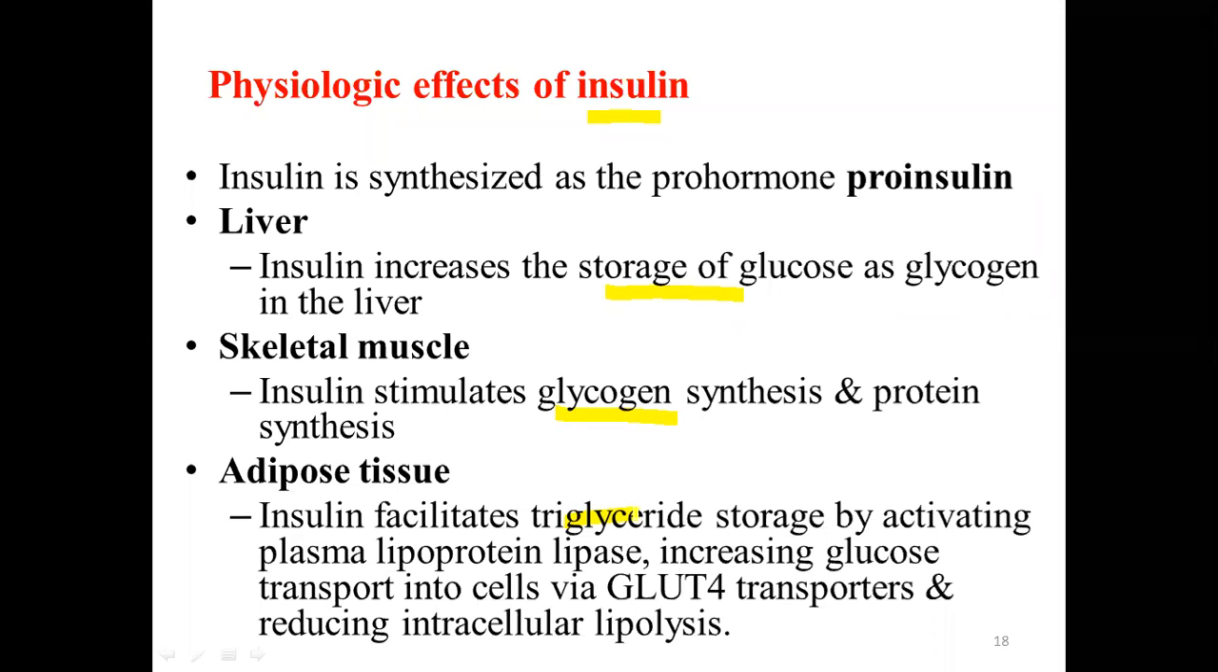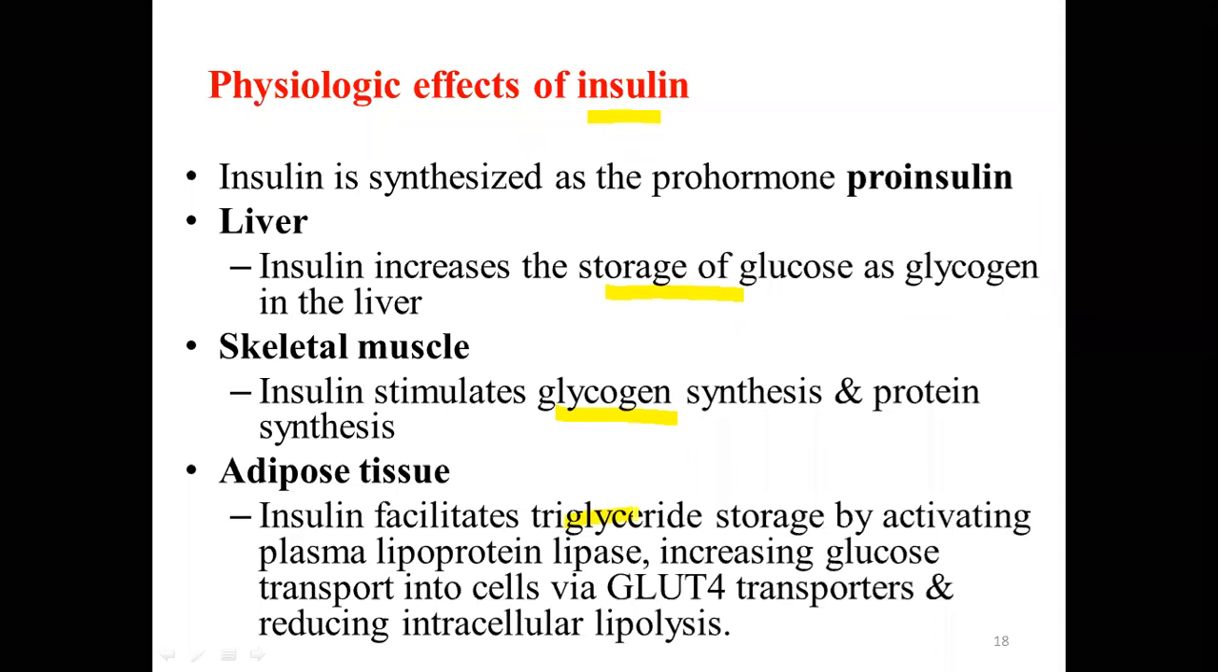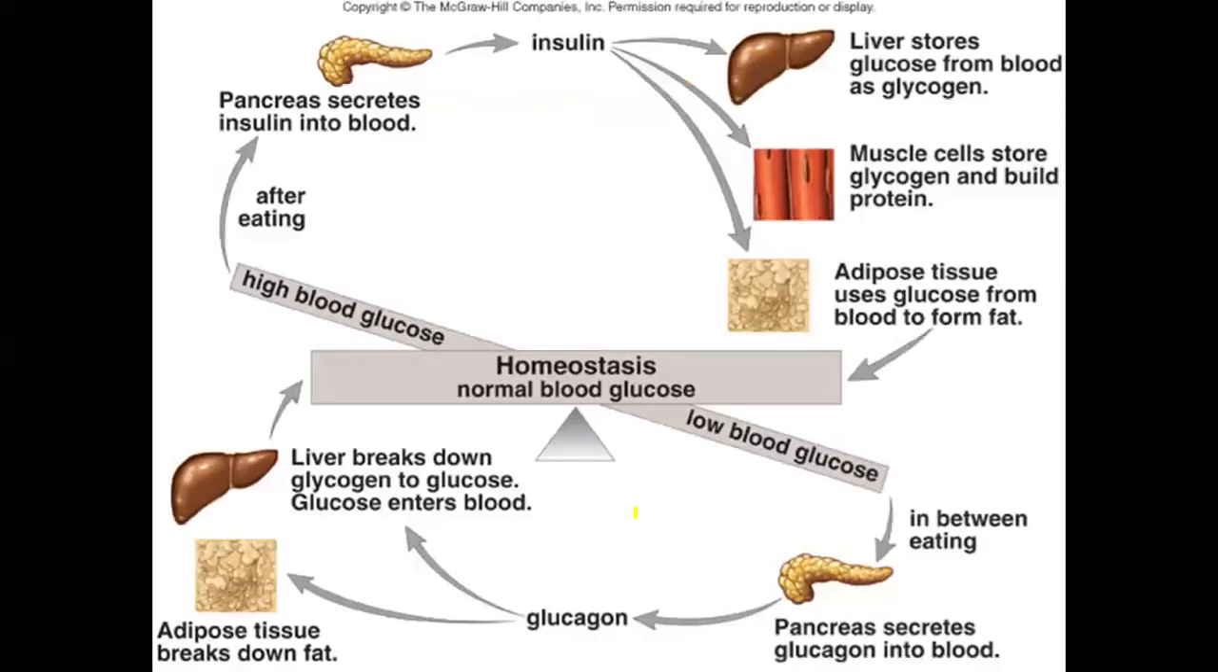So generally speaking, insulin has an anabolic effect in the majority of organs: the liver, skeletal muscle, as well as adipose tissue. This is how the normal regulation of the blood sugar is carried out in the system. Remember, after eating, the blood sugar level becomes very high. Now the beta cells of the pancreas will secrete insulin into the blood.